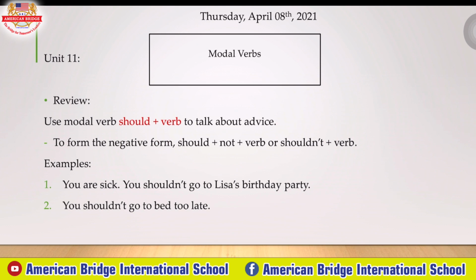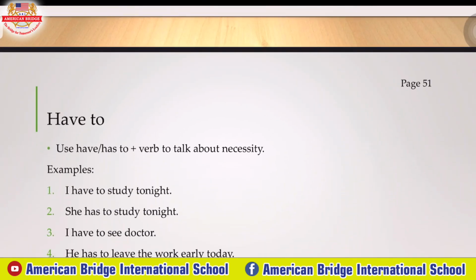And when you want to make it into the negative form, you can use should plus not plus verb, or shouldn't plus verb. For example, 1, you are sick. You shouldn't go to Lisa's birthday party because you are sick, right? Number 2, you shouldn't go to bed too late. So this is advice about the bad things that would happen when you go to bed too late.